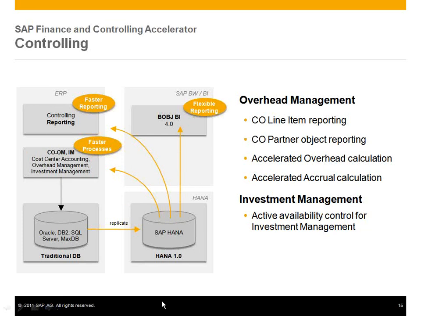The next scenario is the controlling scenario. It covers overhead management, so it covers CO line item reporting, CO partner object reporting, two processes here, accelerated overhead calculation and accelerated accrual calculation, and something that's new in investment management and availability control for investment management. What you see here is there is no BW-based reporting enabled, so it's just a basic scenario of posting data here, replicating it, and leveraging it here, either for HANA-based reporting in BOBJ BI or in ERP.